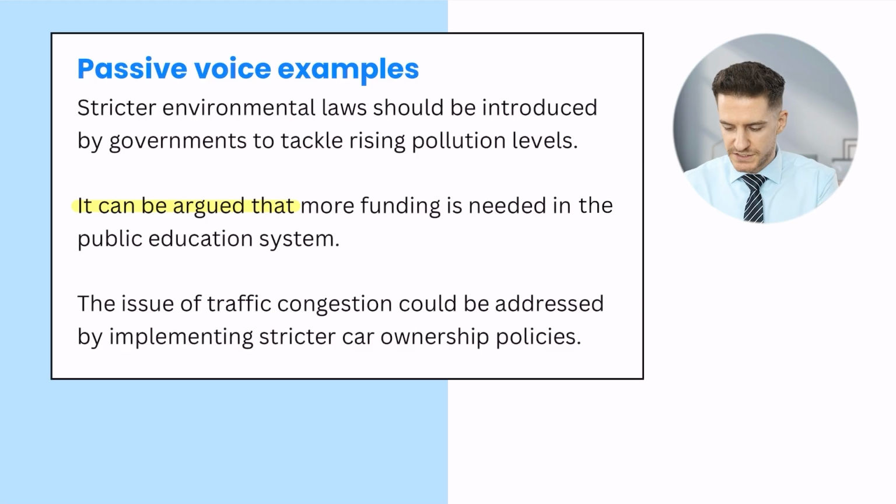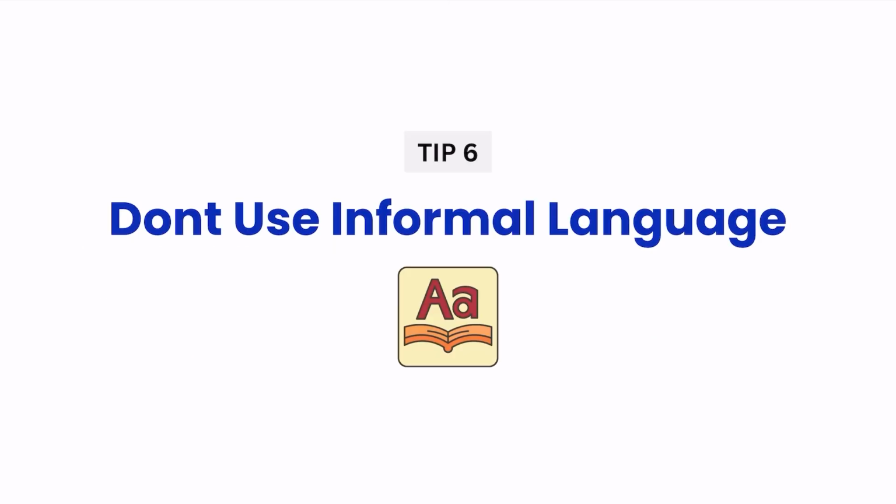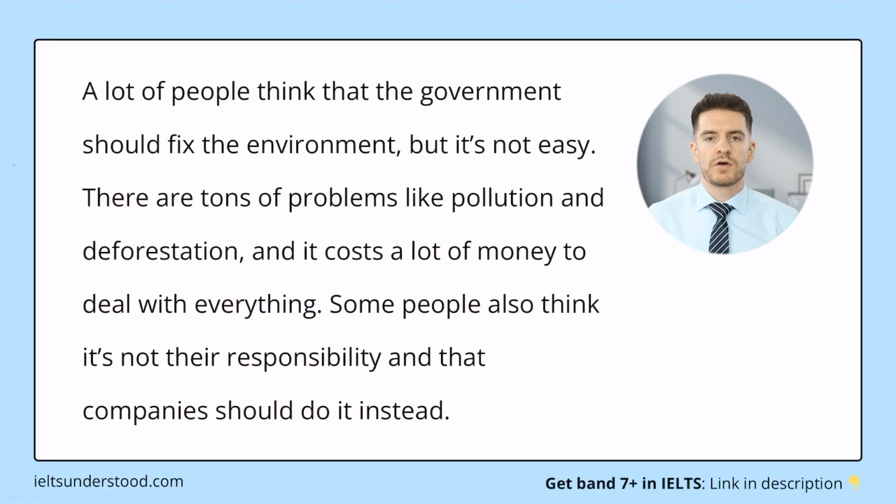So, as you can see with this last one, we've got the subject here, then we have the verb to be, and then we have our verb, which is verb 3. Tip 6, don't use informal language. All right, so have a look at this paragraph. As you'll see, there is a lot of informal, very casual language. So let's try and fix it together.